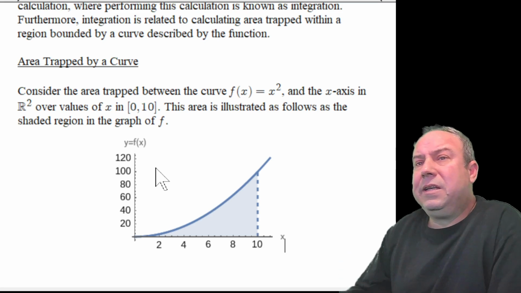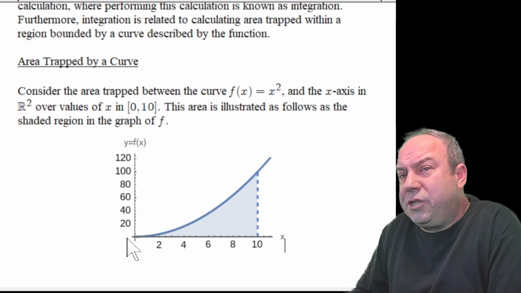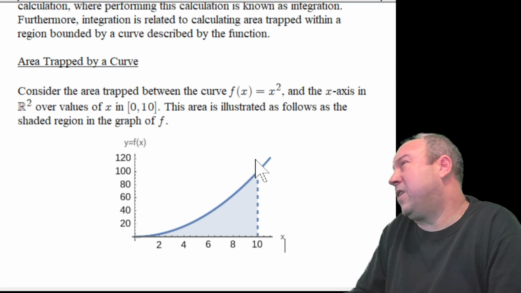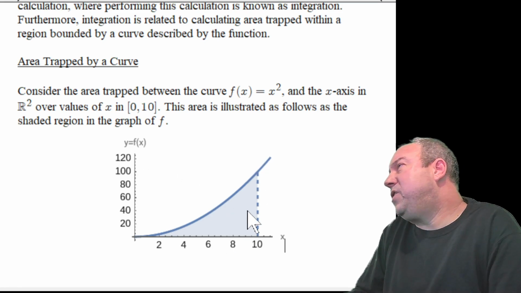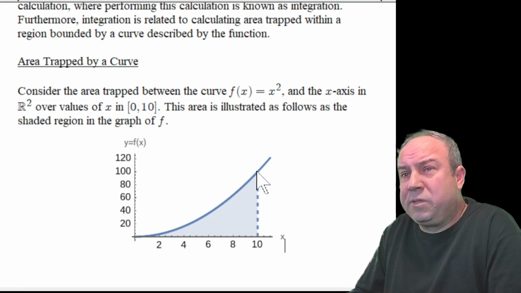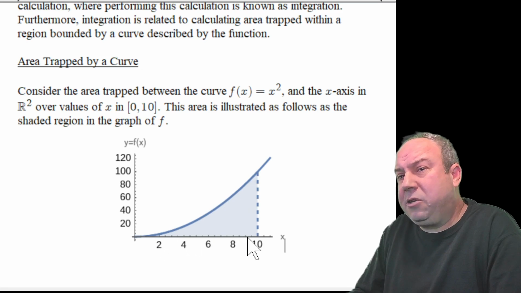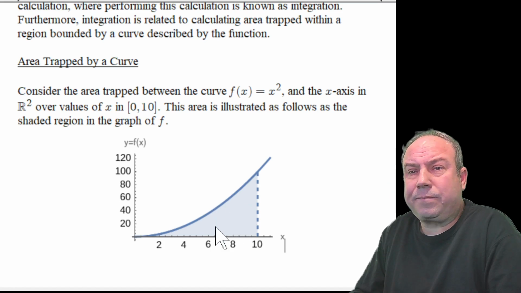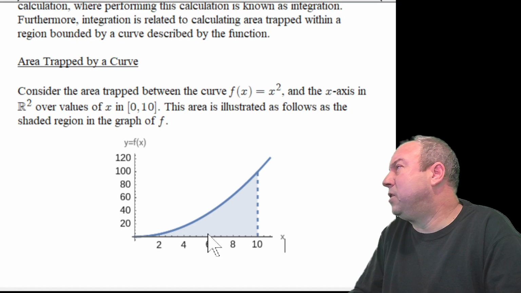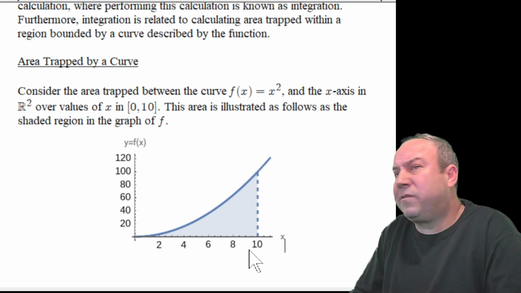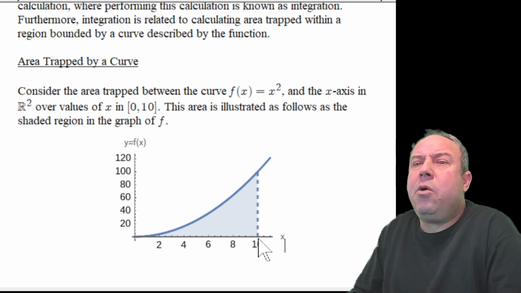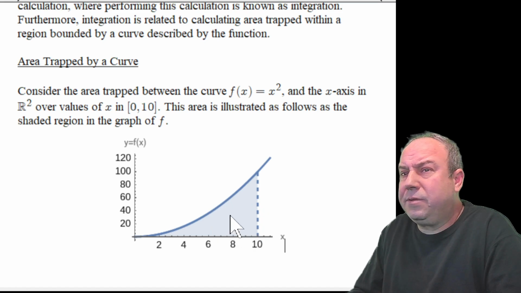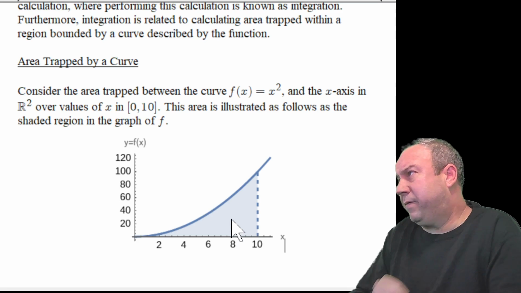So what we have in this illustration is the curve from 0 to 10, with its outputs displayed from 0 to 100, and actually beyond, where what we're interested in is the area that forms below that curve, trapped between the curve and the x-axis, this area shaded in this light blue color. That happens starting at x equal to 0 up to the vertical dashed line where x equals 10.